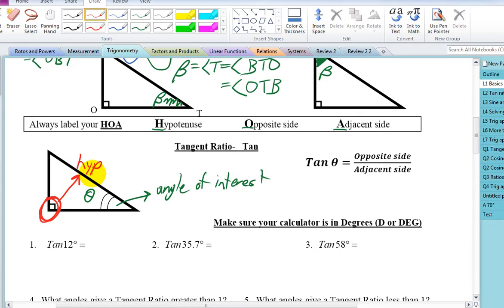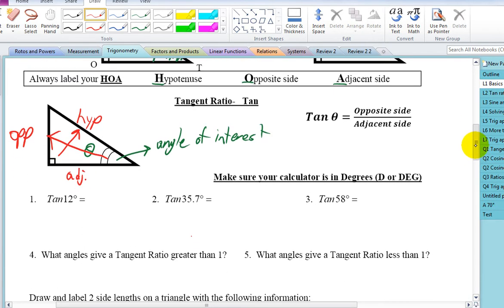Okay. Then we find our angle of interest right here. And we draw an arrow from our angle of interest straight across. That's the opposite side. Which is the side that's left over that we don't know what the word really even means? Adjacent. So you can't get it wrong, folks. If you label HOA, trust me, even essentials math, you can get it right. Okay? Good. Label your HOA.